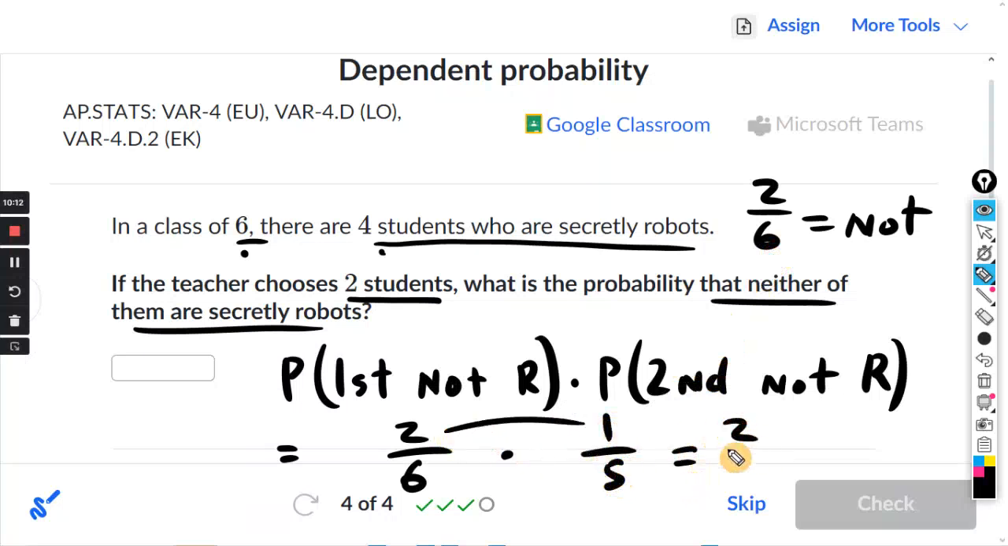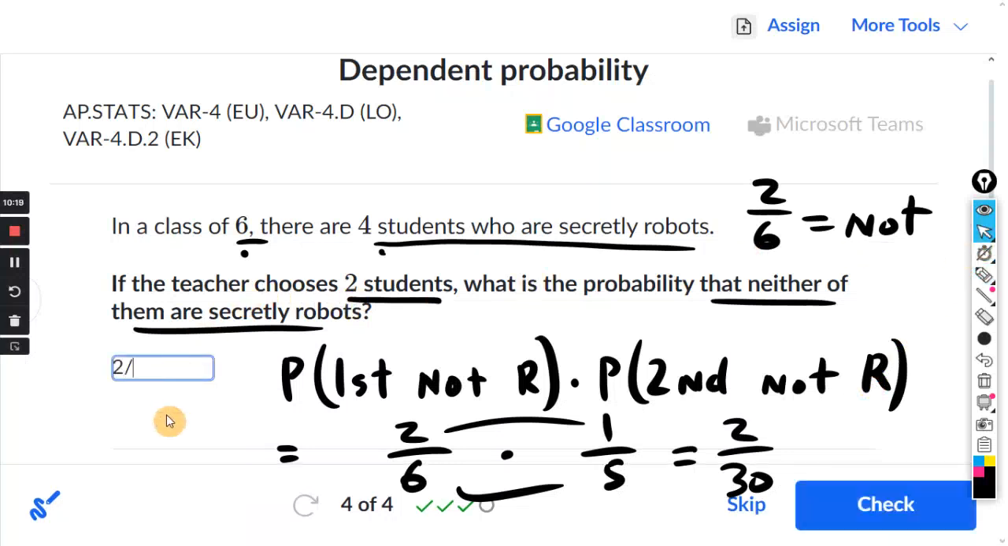Numerators, 2 times 1 is 2. Denominator, 6 times 5 is 30. So that's going to be 2 out of 30.